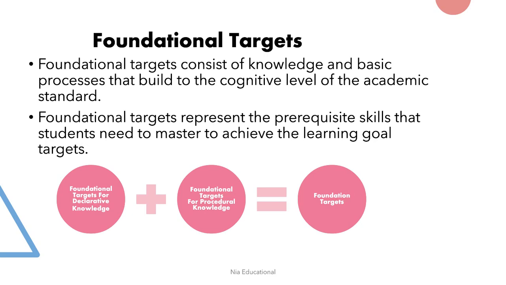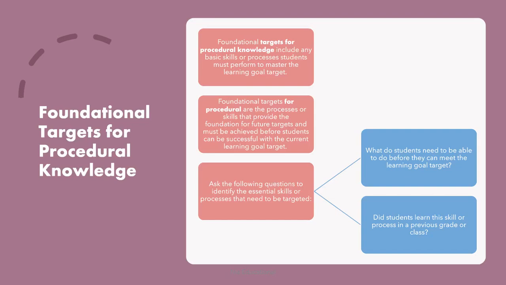We're going to talk about foundational targets for declarative knowledge. We're going to talk about foundational targets for procedural knowledge. Now let's talk about foundational targets for procedural knowledge. Foundational targets for procedural knowledge are going to include any of the basic skills or processes that students must perform to master the learning goal target. These procedural knowledge targets are the processes or skills that provide the foundation for future targets and must be achieved before students can be successful with the current learning goal target.